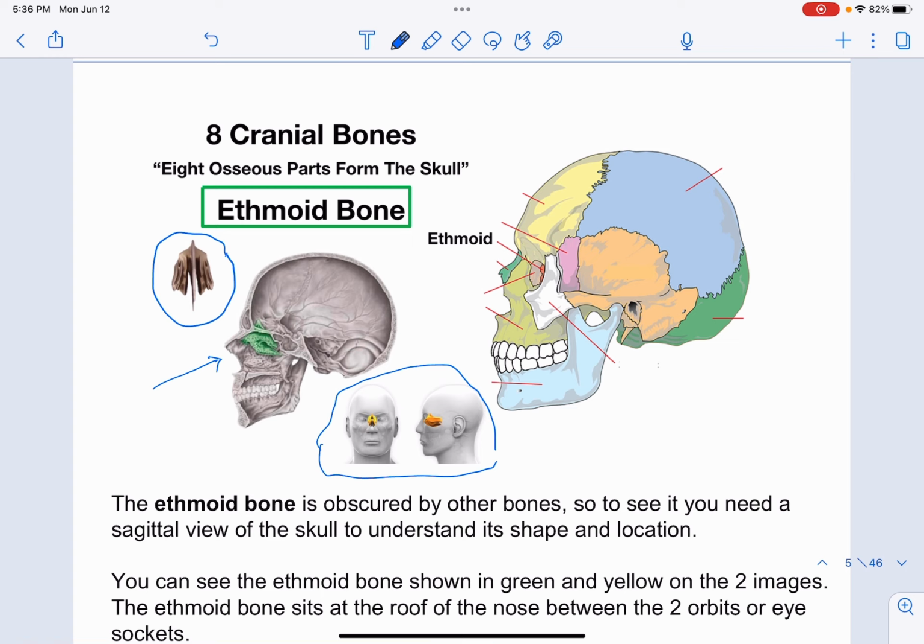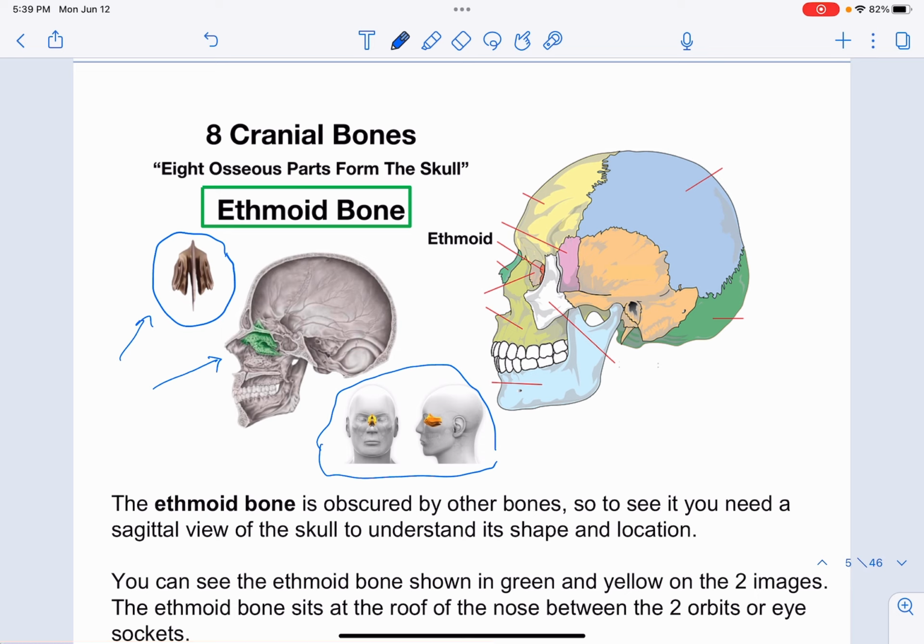So again, the ethmoid bone is obscured by other bones. To see it, you need to look either at a sagittal section of the skull or at it in its isolated form. The lab manual is organized nicely as well, like the chapters that I give you for each of these, because they will lay out the bone and have bullet points of the features that you need to know. So you can systematically work through the lab manual at the same time.